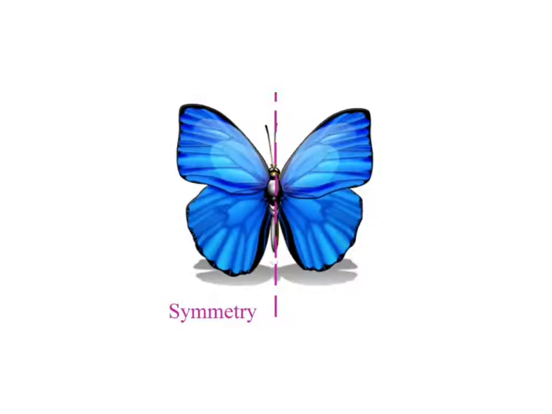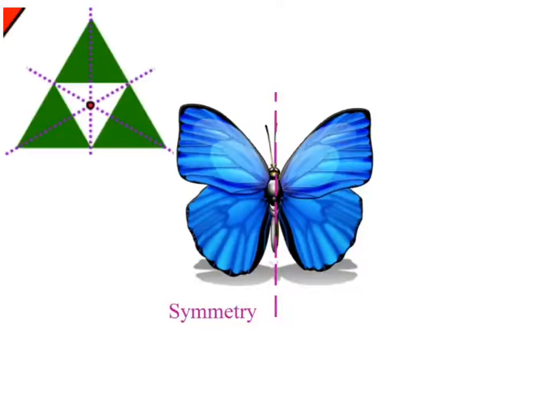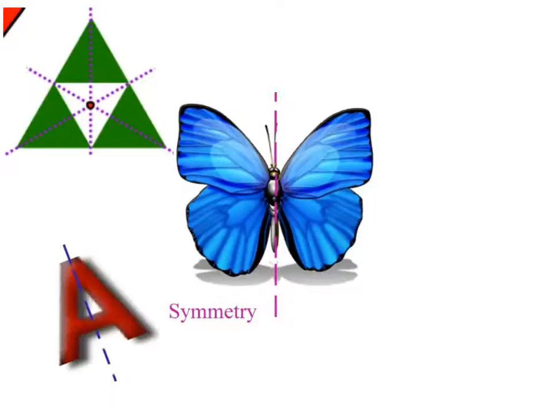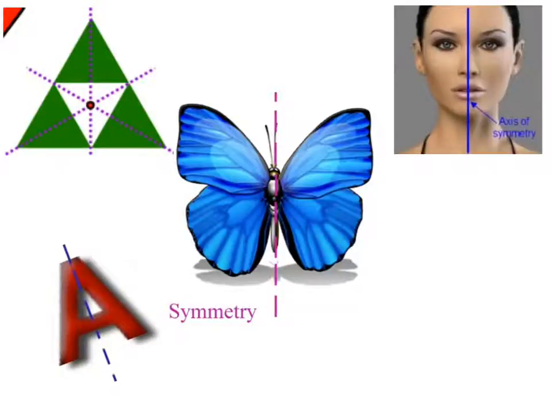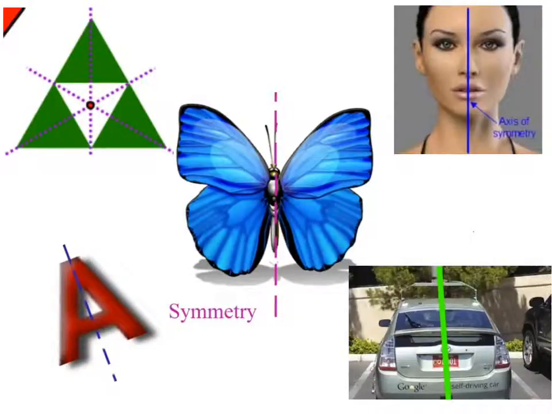And symmetry is found in many things. It can be found in insects, it can be found in other geometric objects, letters, even our bodies are symmetrical. The left side matches the right side. And cars, so the left side again matches the right side. And so we can see that symmetry is pretty important in the world.